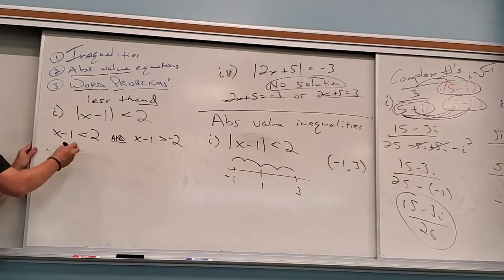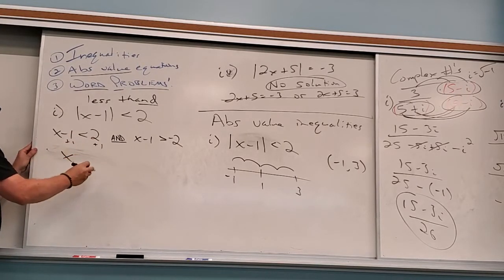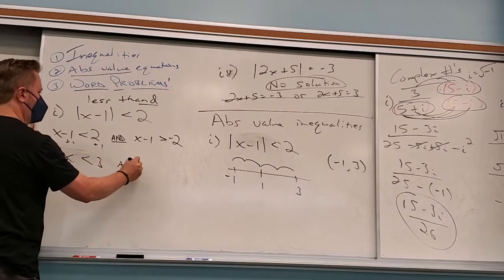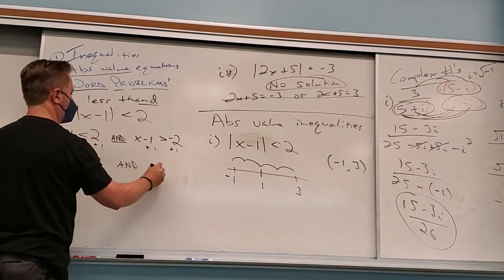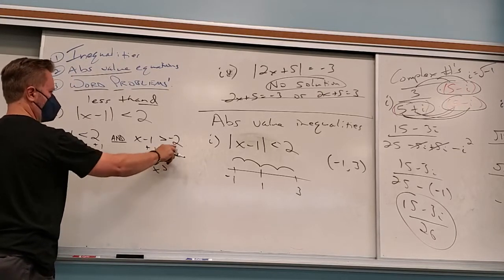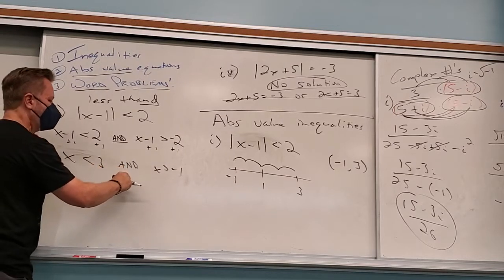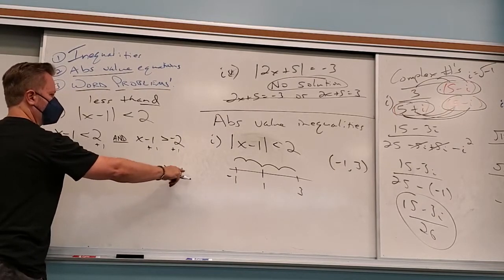So how do I solve this? This will just be x less than 3 and x greater than -1. Isn't that what that says? It's got to be less than 3 and greater than -1. So it's got to do both.